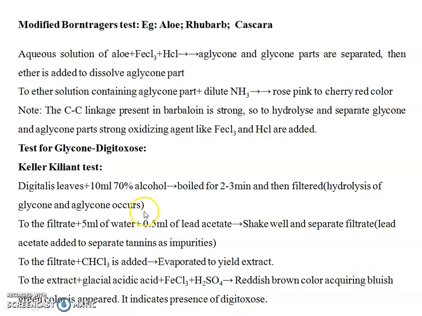So how are you going to remember the Keller-Kiliani test? Just simple: hydrolyze the glycoside, separate the glycone and aglycone parts. After that, add the lead acetate to separate the tannins, then take the chloroform to dissolve the glycone and aglycone parts. To that, add ferric chloride and sulfuric acid, which gives the bluish green color and it indicates the presence of digitoxose. So in the chemical tests, please try to understand the chemistry involved, so that it is going to be very, very easy.